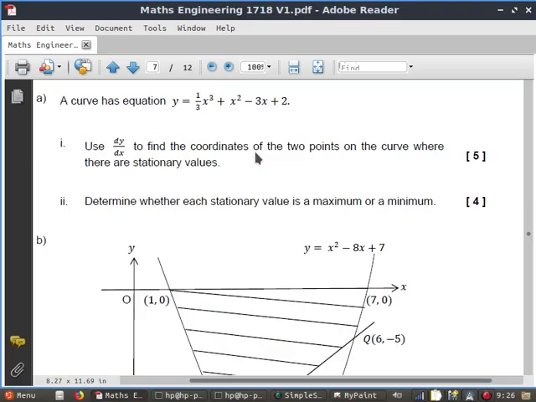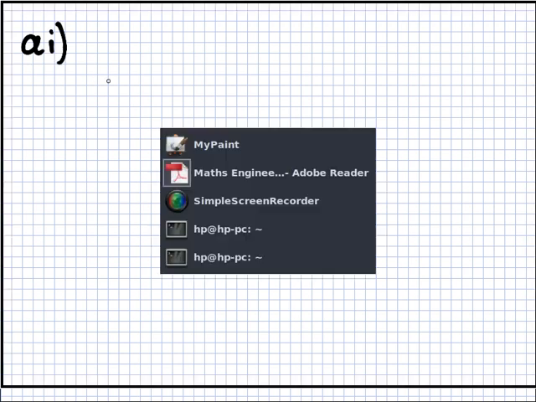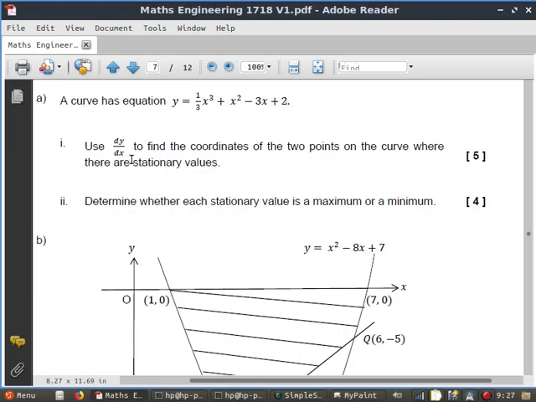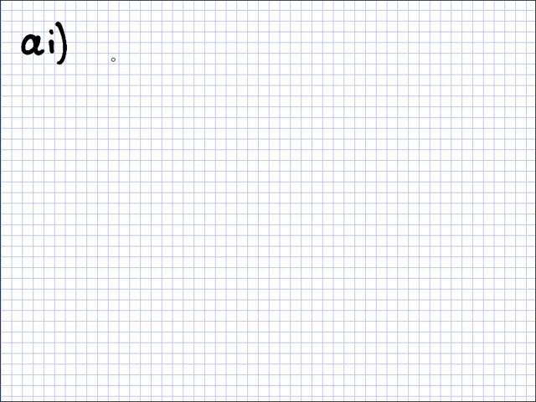So, first question was, use dy/dx to find the coordinates of the 2 points on the curve where they have stationary values. Ben, you remember what it meant by stationary values? dy/dx equals 0. Yes, so you do know.